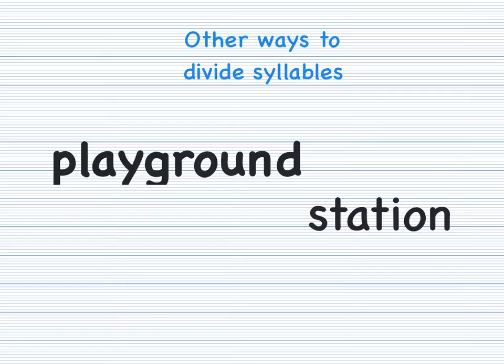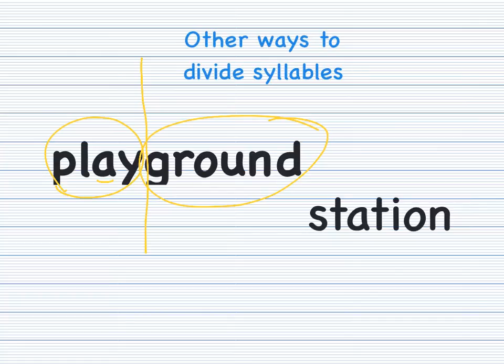If we can logically divide a word that is a compound word, we kind of know where our syllables are going to be divided anyway. In this case, we have play, ground, so we would know to divide this word in between the two words of the compound word.